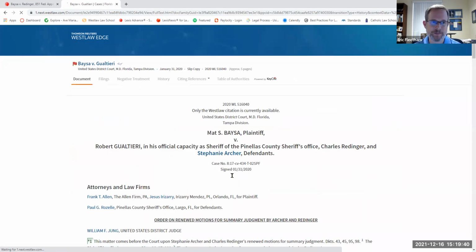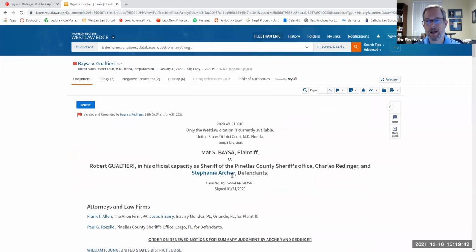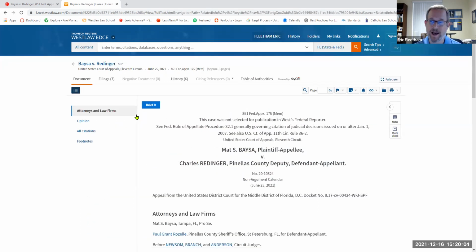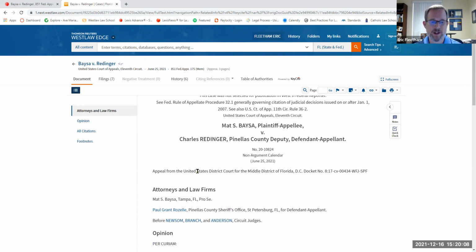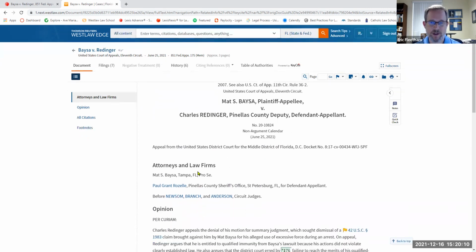We can read it. But we got to be careful. Red flag. So part of this case or all of this decision was vacated or reversed in some fashion. Westlaw tells us it was vacated and remanded by this case on June 25, 2021. So I need to click it. I need to read it to see, well, what exactly was vacated? Was it the whole decision or part of the decision?